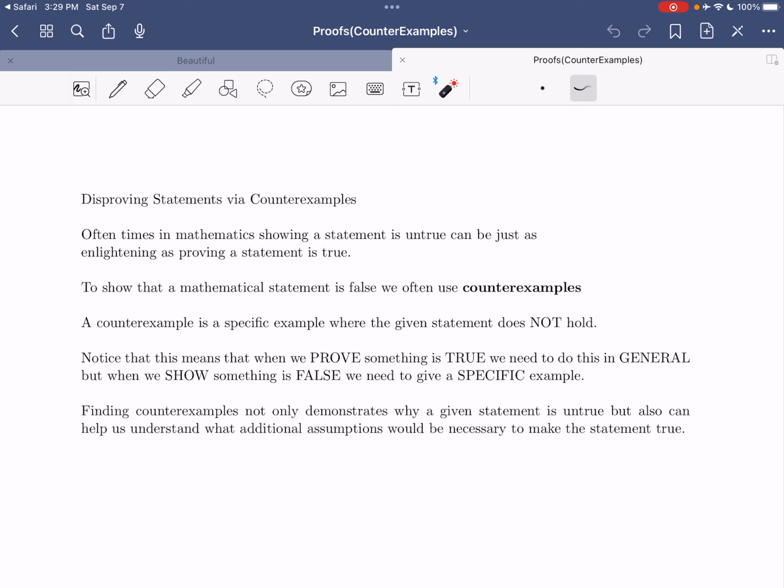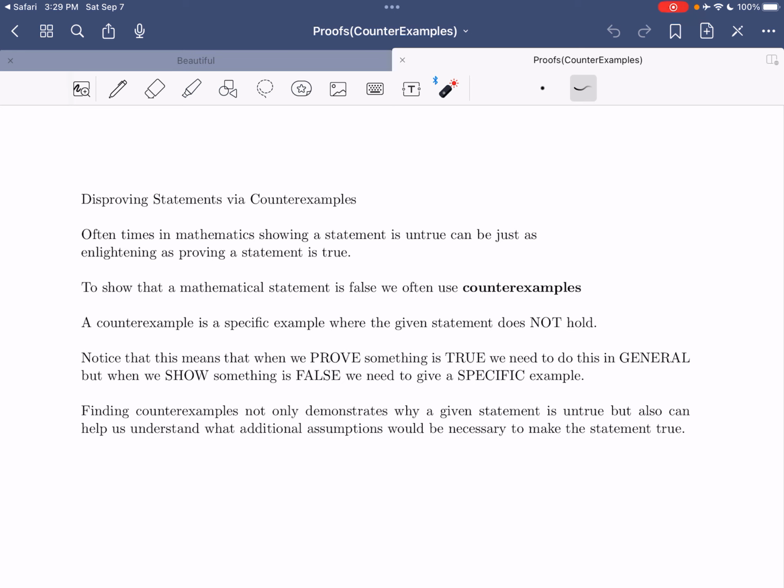Oftentimes in mathematics, showing a statement is untrue can be just as enlightening as proving a statement is true. So it's definitely one of these situations where there's a tremendous amount to be gained if you make a mathematical statement that is true and know how to prove that it is true. But there is often a lot to be gained in the work to show something is not true. The things that you might gain there are a deeper understanding of why something is not true, the assumptions that might need to be added or the conditions that might not be added to make the statement true, or just a deeper appreciation of the underlying structure of whatever branch of mathematics you're looking at.